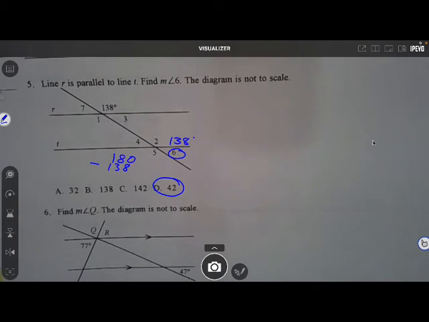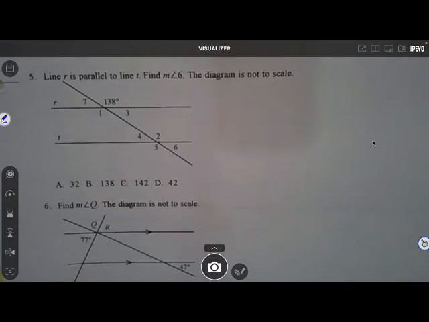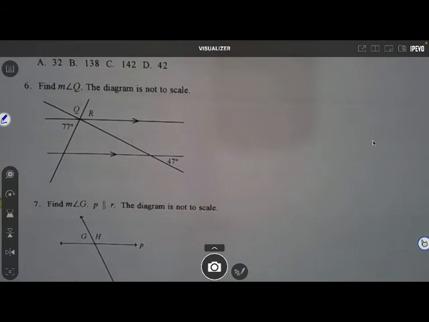Okay? Can I erase? Number 6. I skipped. All right, this one you have to kind of think and use what we know. If this is 77, what's this one? 77. Okay, if this is 47, what's this one? 47. Okay, now let's continue on with that. That is also vertical to this, so it is 47. Is everybody okay with all those?